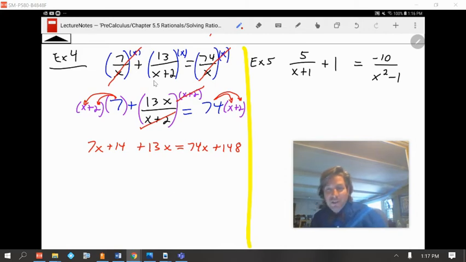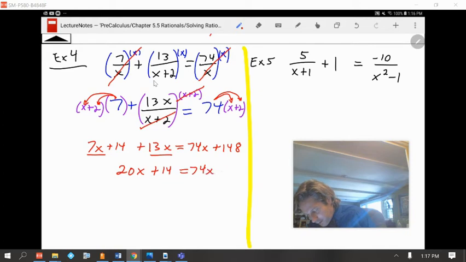Now I can combine like terms and solve. I know y'all are like, Quirk, can you just finish this problem? It would take forever. So 7x plus 13x is 20x, plus 14 equals 74x plus 148. What I might do here is subtract 20x. I get 54x. And then subtract 148 from the other side. So that's what, 134?